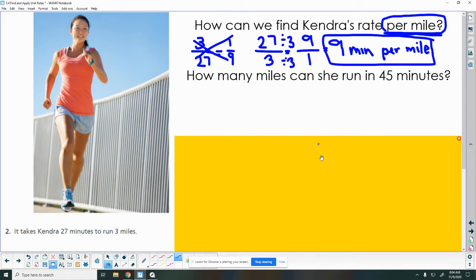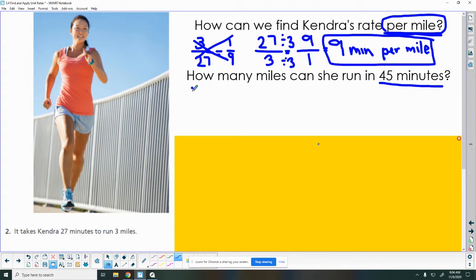So how many miles can she run in 45 minutes? It took her 9 minutes to run 1 mile, and she now ran for 45 minutes, keeping that same pace. How many miles did she run? So I want you to see if you can figure that out using your strategy and then come back and see my strategy. So there's a couple ways that I can do this.